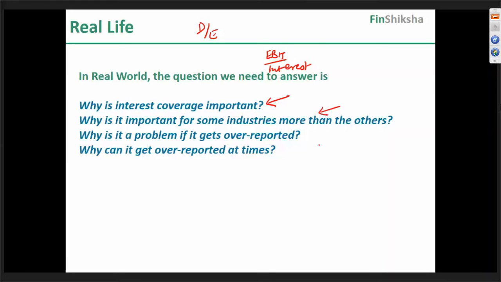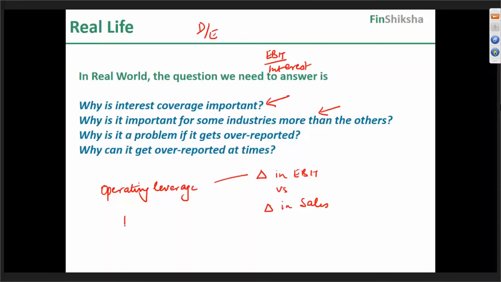Why is it important for some industries more than the other? If an industry has a higher degree of operating leverage, right? Now we have read operating leverage. What is operating leverage? It's basically how much your change in EBIT is versus change in sales, right? So companies with a huge fixed cost structure will have a huge operating leverage.